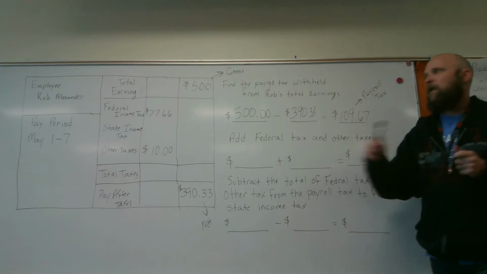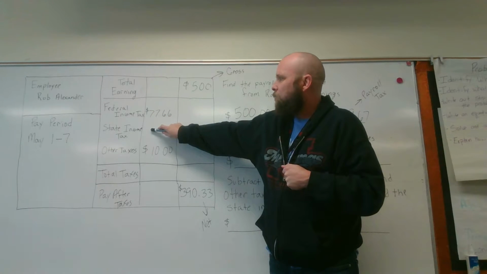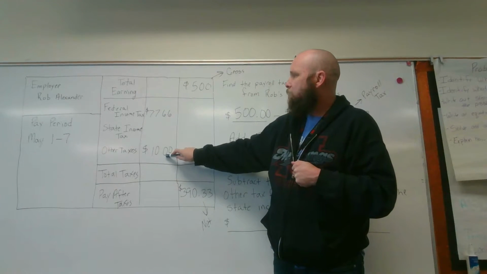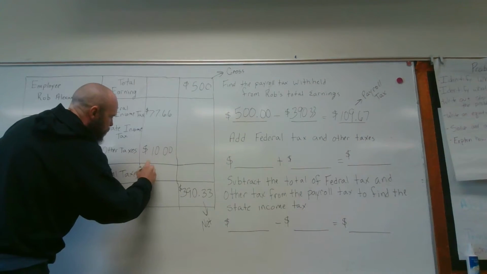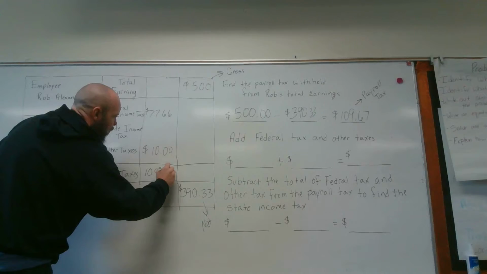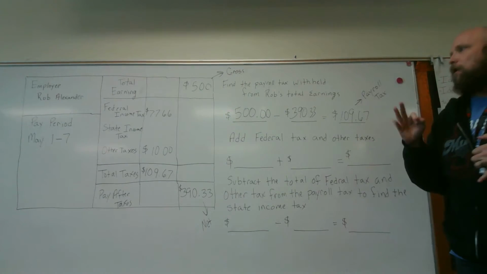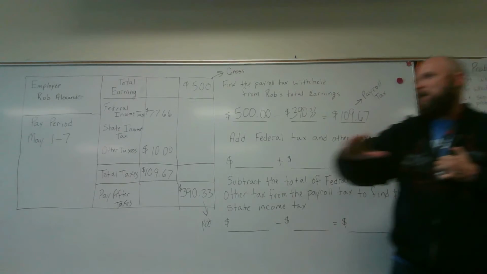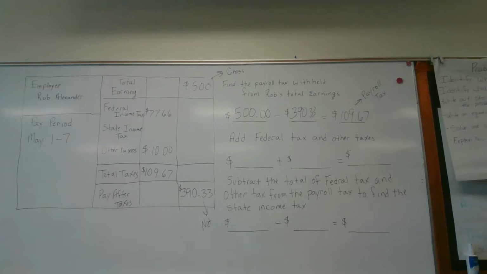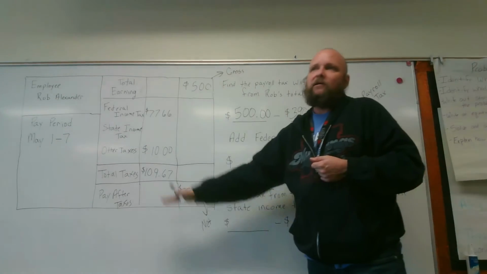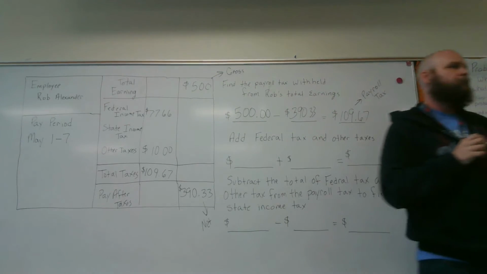$109.67. Meaning, federal income tax plus state income tax plus other taxes should equal $109.67. So the three of those amounts should have a total sum of $109.67. And again, I like to write these things down on the paycheck because now I don't have to go to these blanks. It's all written there already.